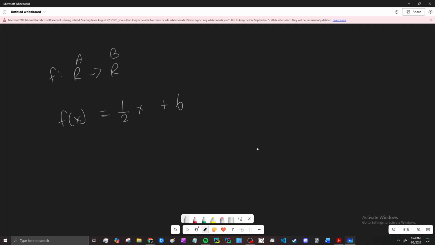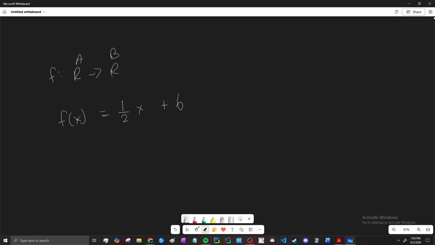So it could be 1, 6, 7, doesn't matter, right? As long as the range is mapped to the codomain, this is essentially onto. So now the question is, let's look at this. Right here, part b. Okay, so we know that the codomain of f is infinitely many.